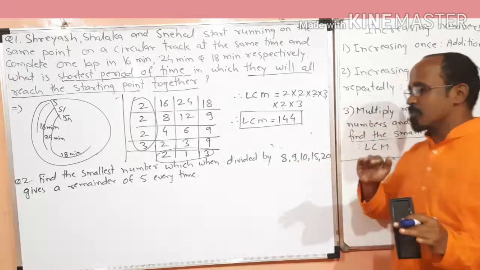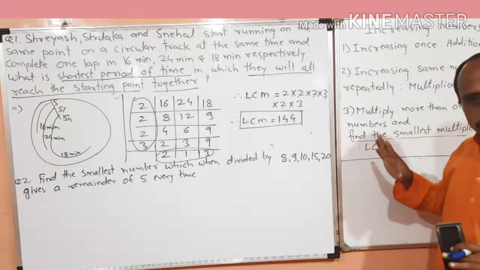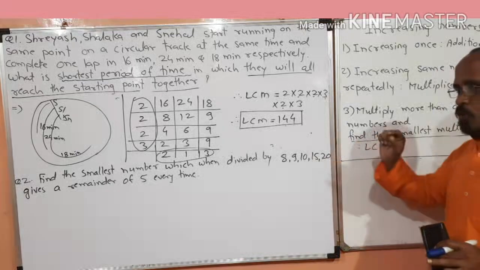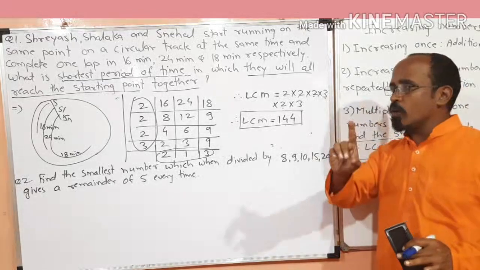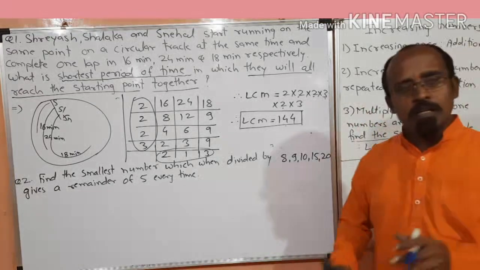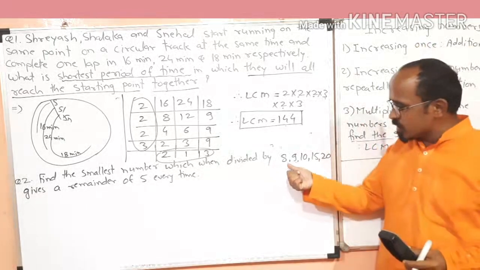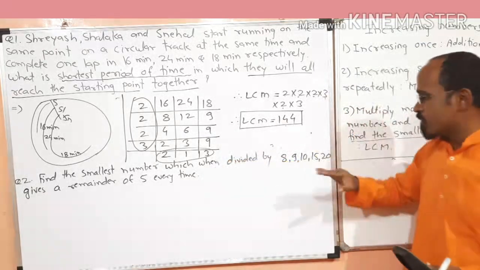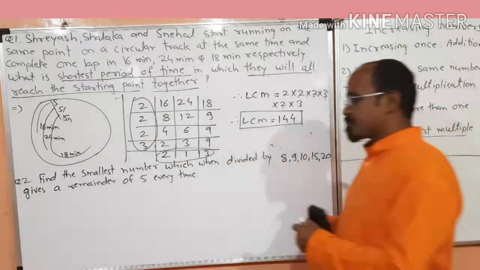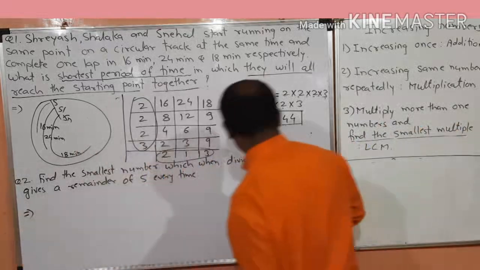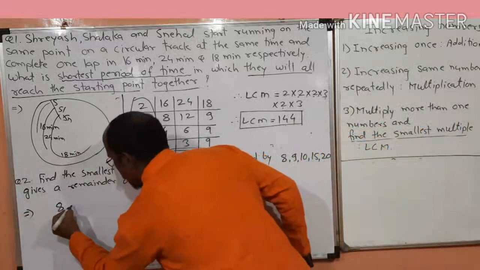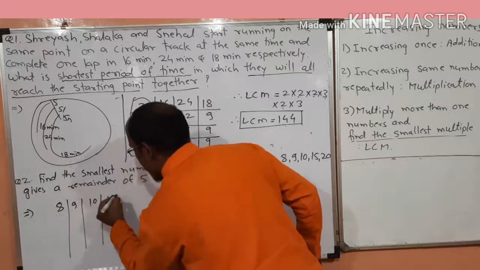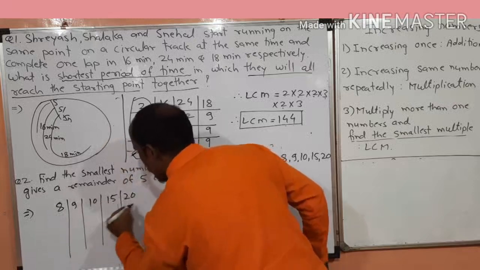So that number is nothing but related to the LCM of all these numbers, because we have to find a common multiple. So first we have to find the LCM. What will be the LCM? The LCM will be the smallest number which is divisible by all these numbers. So let's find the LCM of 8, 9, 10, 15, 20.